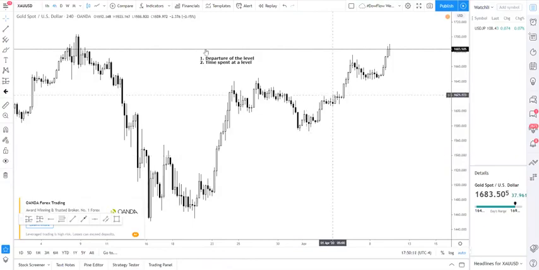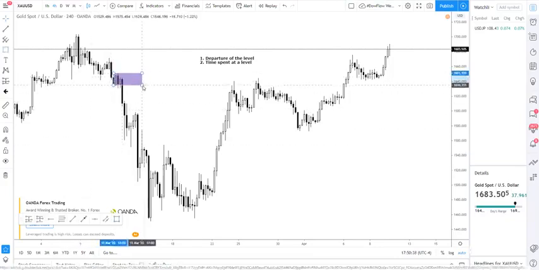Okay, so let me just go through the first one. The first one is departure of the level. When you look at a chart, you have to ask yourself this question: did price actually explode impulsively in a single direction from a level? Now what do I mean by this? Let me just show you an example over here.